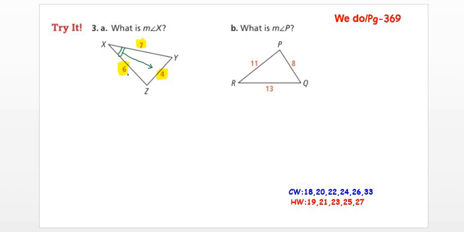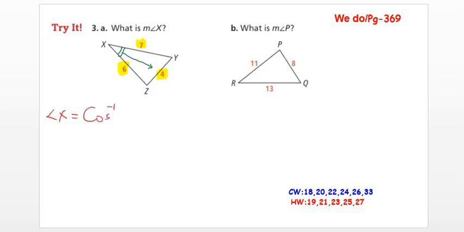And the sides in which this angle is included are also given. That means all the conditions that you need to use the law of cosines are fulfilled. So you can use the law of cosines. How? You can say angle x will be equal to cos inverse.